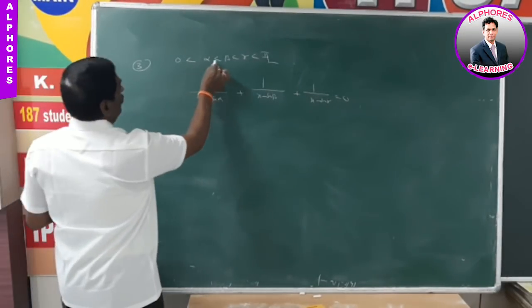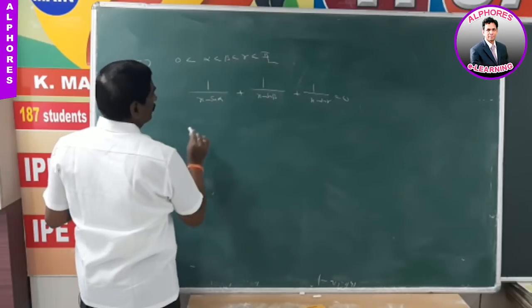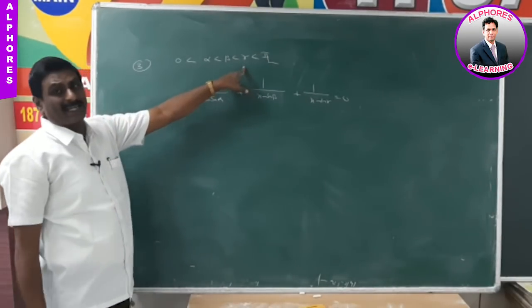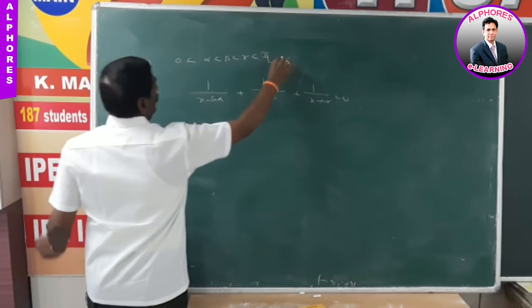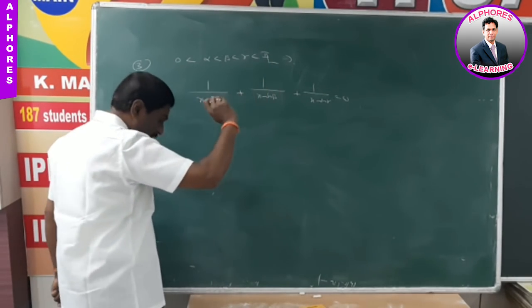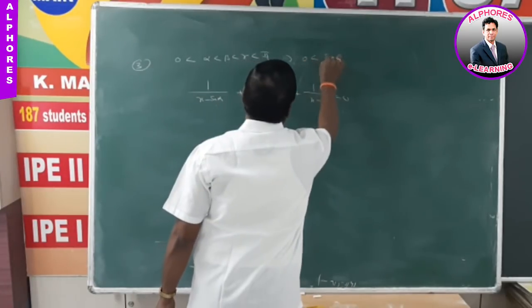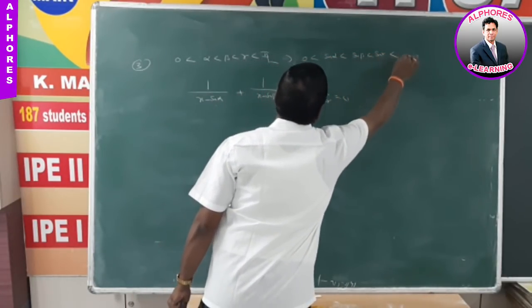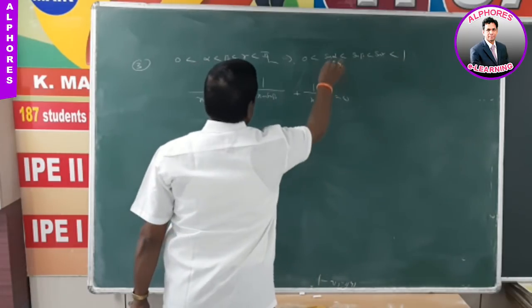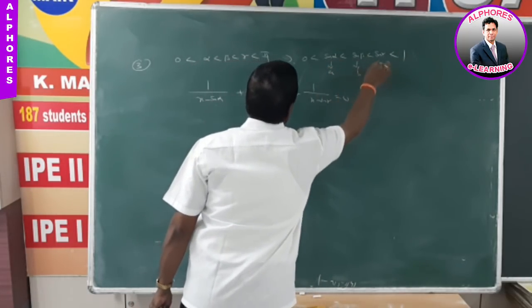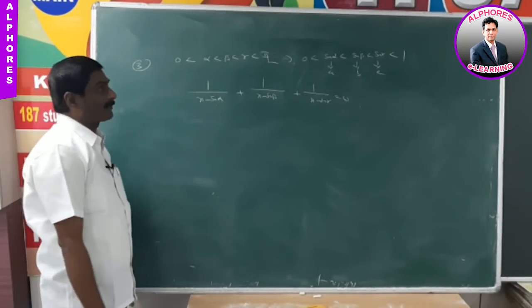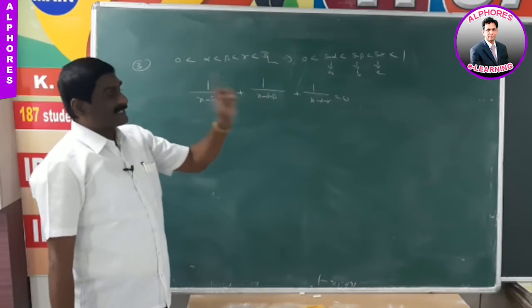Here, 0 less than alpha less than beta less than gamma less than pi by 2. Sin alpha, sin beta, sin gamma. In between 0 to pi by 2, sin x is increasing. That means 0, sin 0 means 0, less than sin alpha less than sin beta less than sin gamma less than 1. Say this value is A, this value is B, this value is C. Sin alpha means A, sin beta means B, sin gamma means C. A less than B less than C.